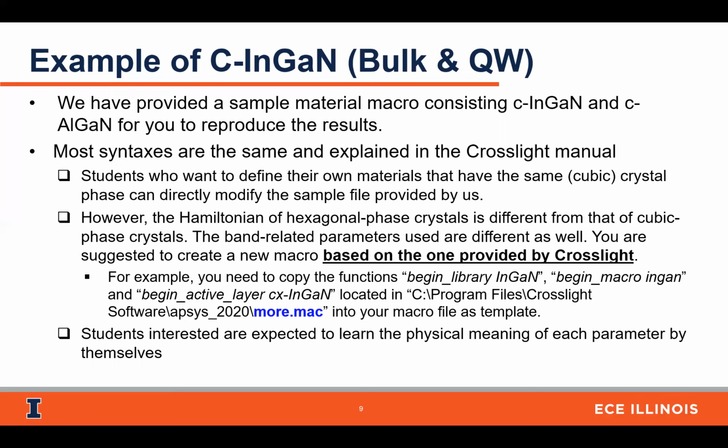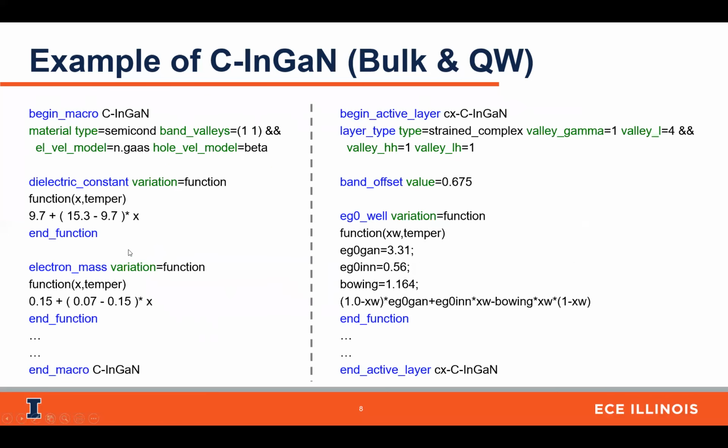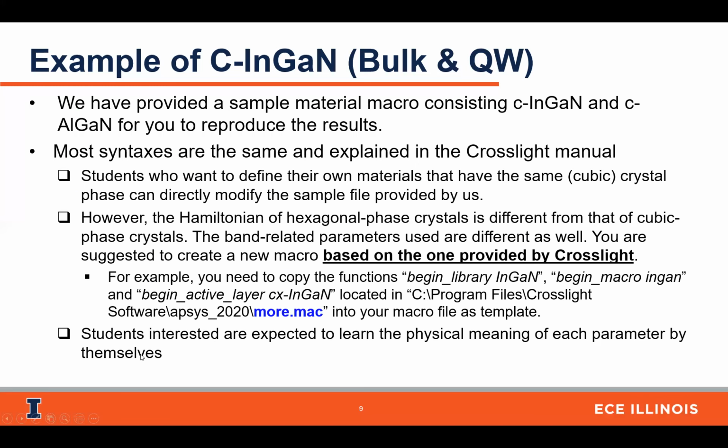And students who are interested in those parameters are expected to learn the physical meaning of each parameter by themselves. For example, what is the deformation potential in the conduction band and what is the deformation potential in the valence band. Yeah, and what is strain and how the strain is calculated. Those information I would suggest you to look up from the literature or textbooks.